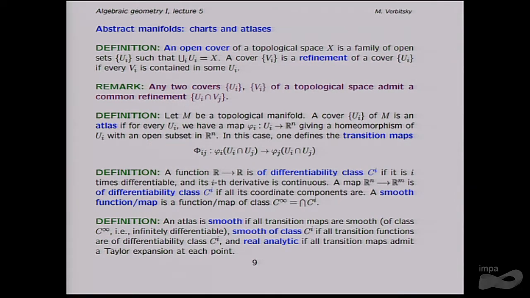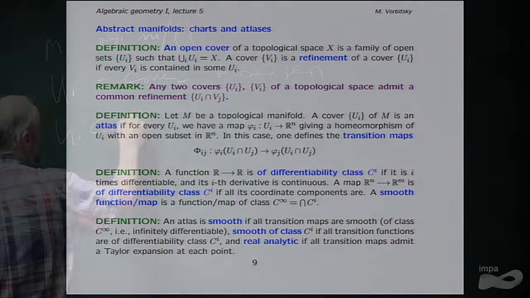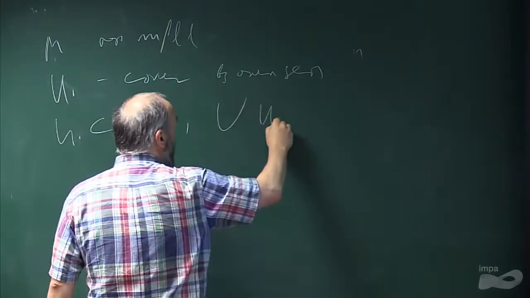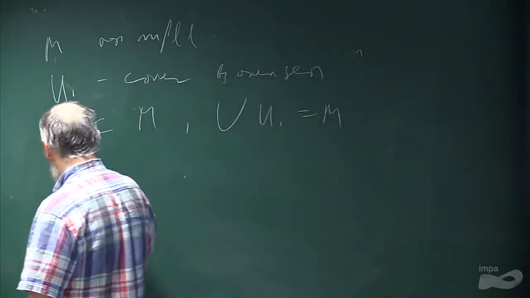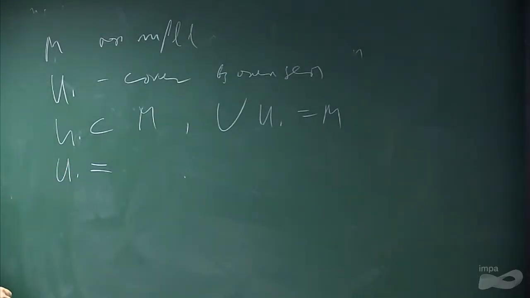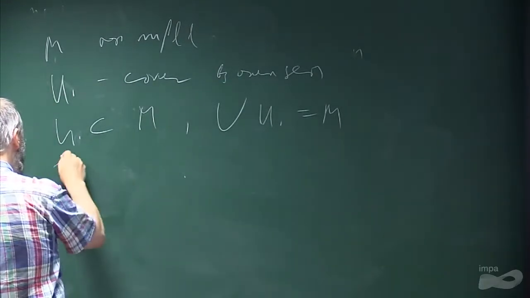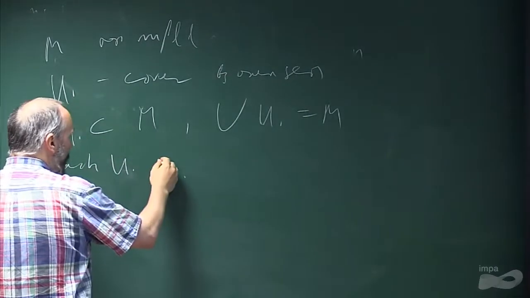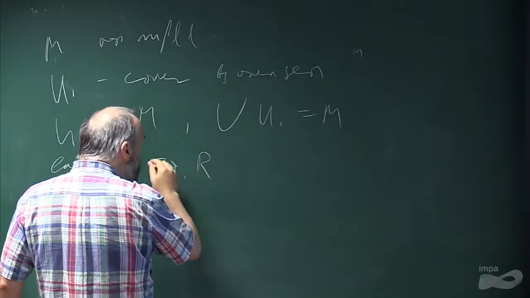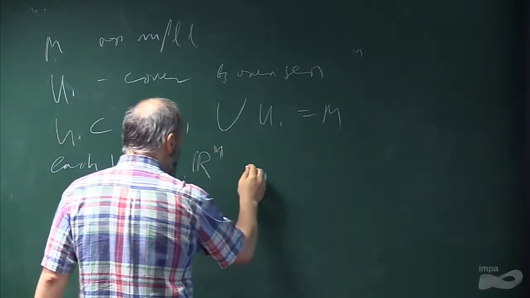So if we do that abstractly, what you do is consider a cover of M, a topological manifold. Uᵢ is a cover by open sets, so the Uᵢ are subsets in M, and the union of all Uᵢ is M. Okay, and each Uᵢ has a coordinate system. So each Uᵢ is equipped with an embedding to Rⁿ. It's an open embedding.